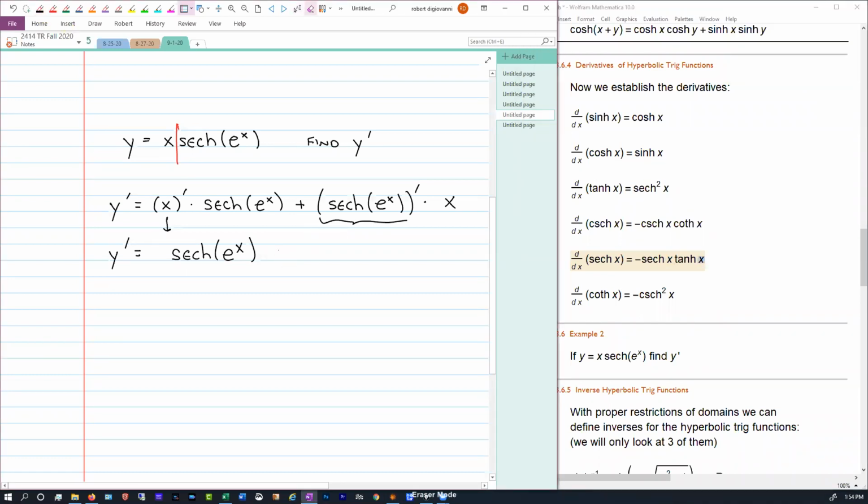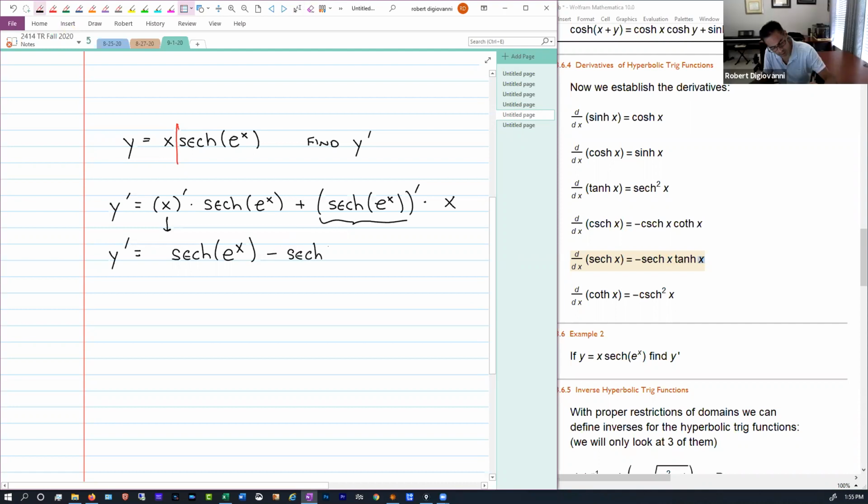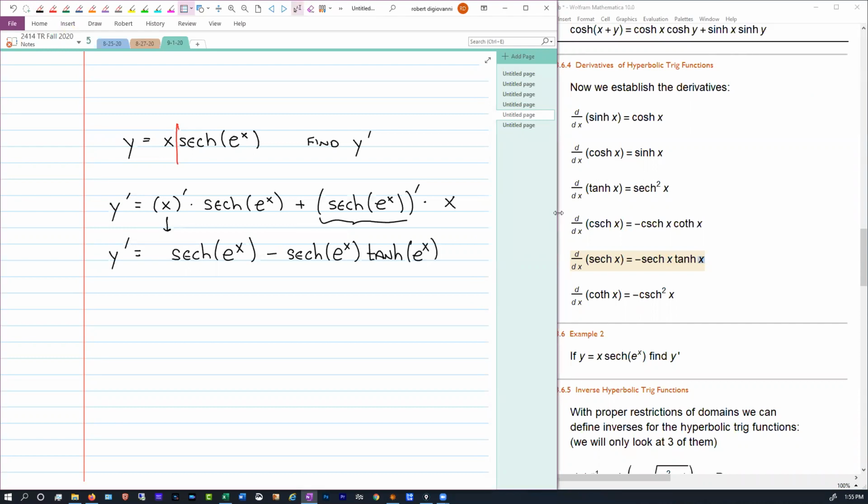Somebody change that to a minus. Yeah, I had already changed mine to a minus. That's why I didn't mention that. I'm sorry. Oh, no, it's okay. So e to the x here, and then tangent hyperbolic of e to the x. All right, Chris, keep going. And then multiply that all by e to the x.